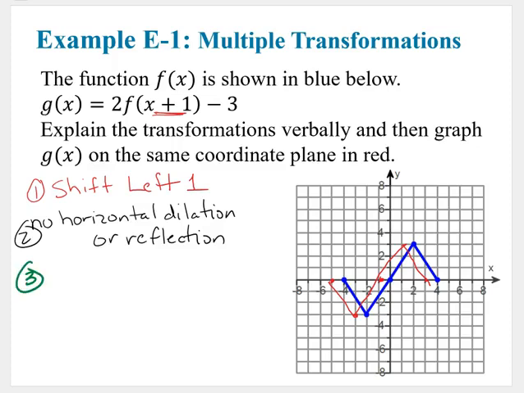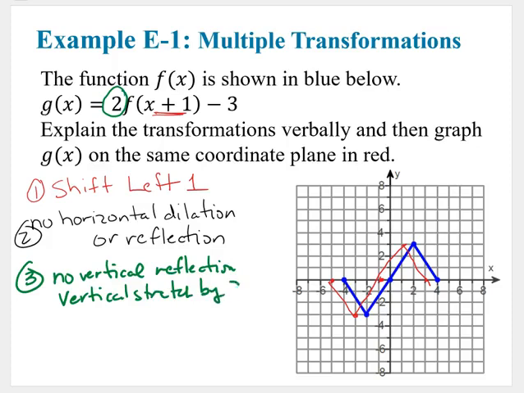Okay, step number 3. All right, step number 3, you're going to look for any vertical dilations or reflections. So notice right here, I've got that 2. So it's not negative, so that means there's no reflection. So I'm going to write that down. There's no vertical reflection, but there is a dilation. So no vertical reflection. Okay, but we are going to have that vertical stretch. So there's going to be a vertical stretch by a factor of 2.